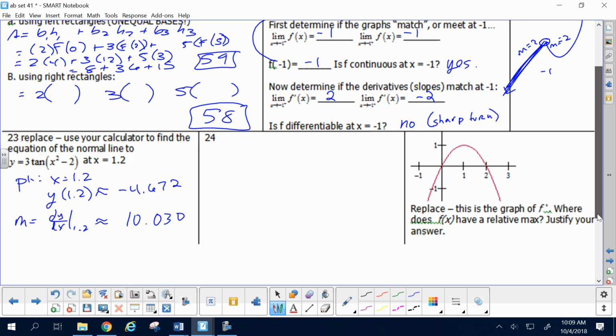Okay. Now remember, you're not finding the tangent line, you're finding the normal line, so now you take the opposite reciprocal of that. So negative reciprocal of that, 1 divided by that answer, maybe negative 0.0997. So my line, something like y plus 4.672 equals negative 0.0997 times x minus 1.2.